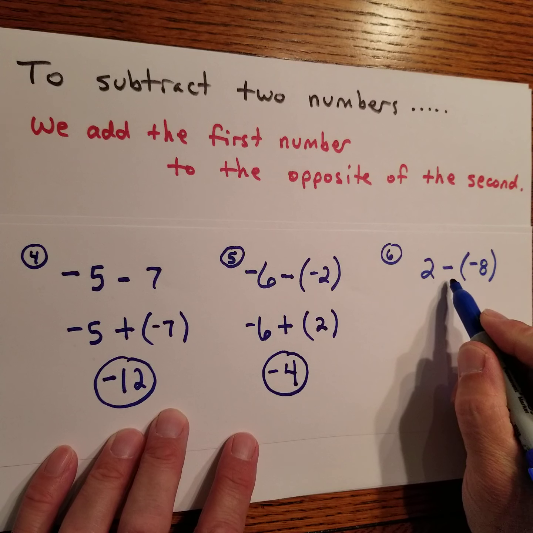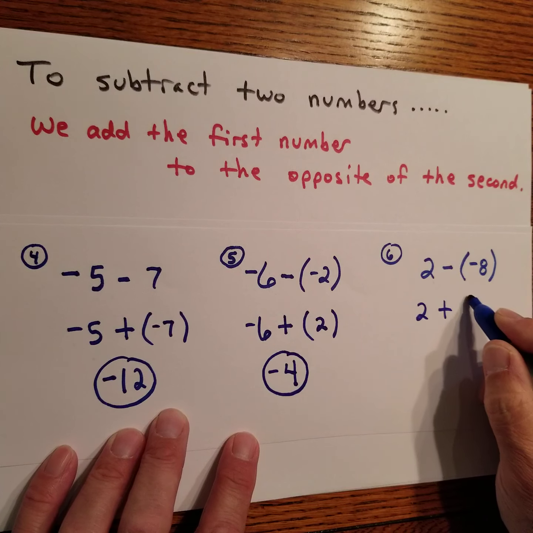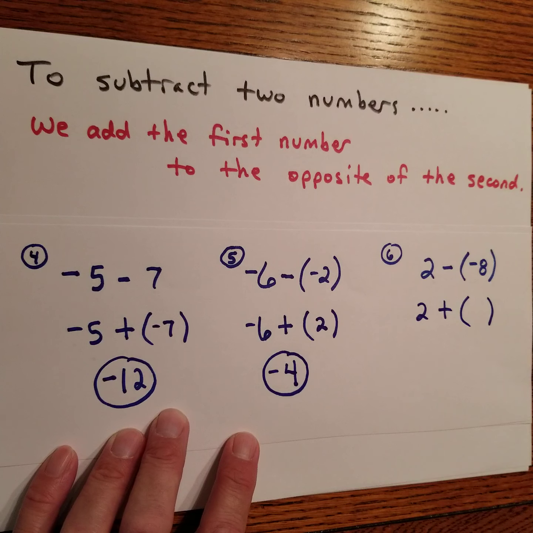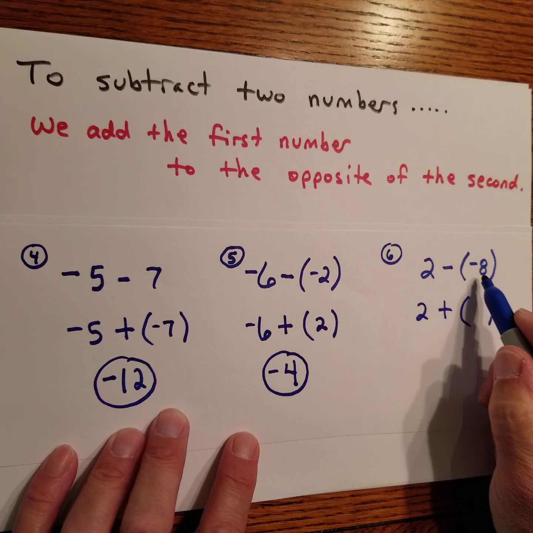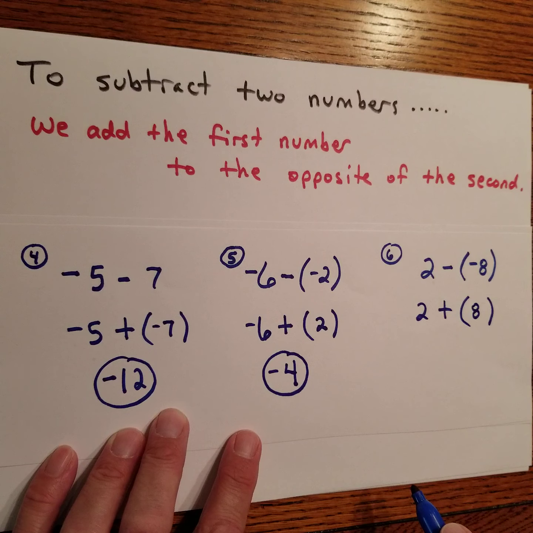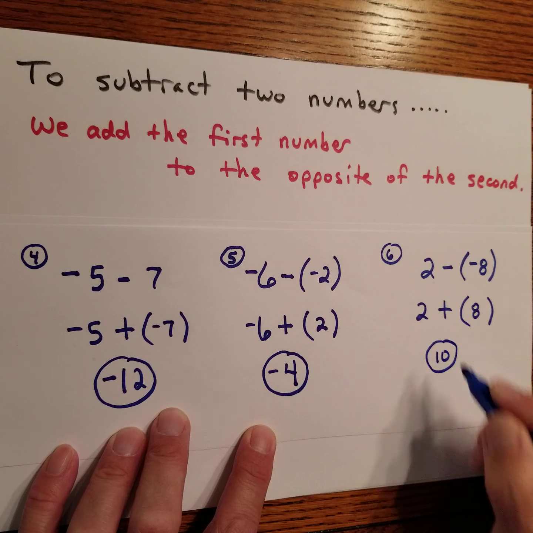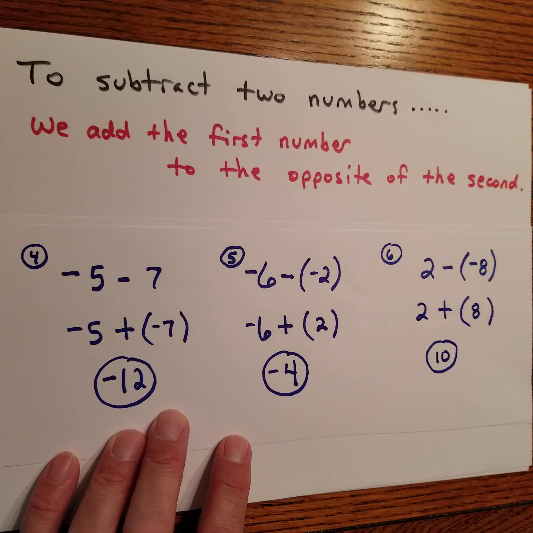Let's try the same steps on number 6. When we subtract, we add the first number to the opposite of the second number. The opposite of a negative 8 is a positive 8. Now we're adding 2 and 8, which is 10.